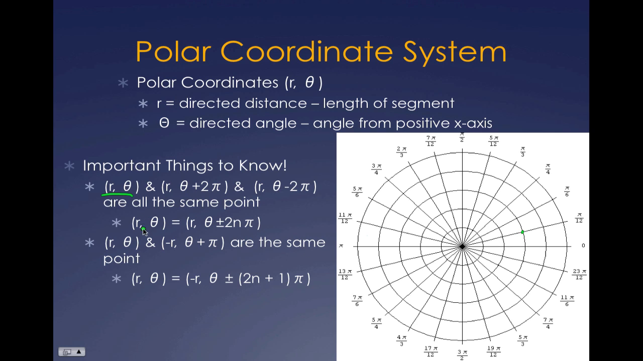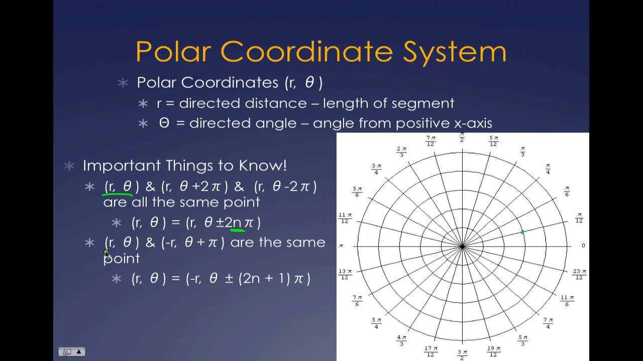So when you're dealing with polar coordinates, make sure that you remember that the point r comma theta is going to give you the same point as r comma theta plus or minus 2n pi, where n is the number of rotations that you're going around a circle. So 2 pi would be 1 rotation, 2 times 2 pi would be 2 rotations, and so on and so forth. So these are the same point.